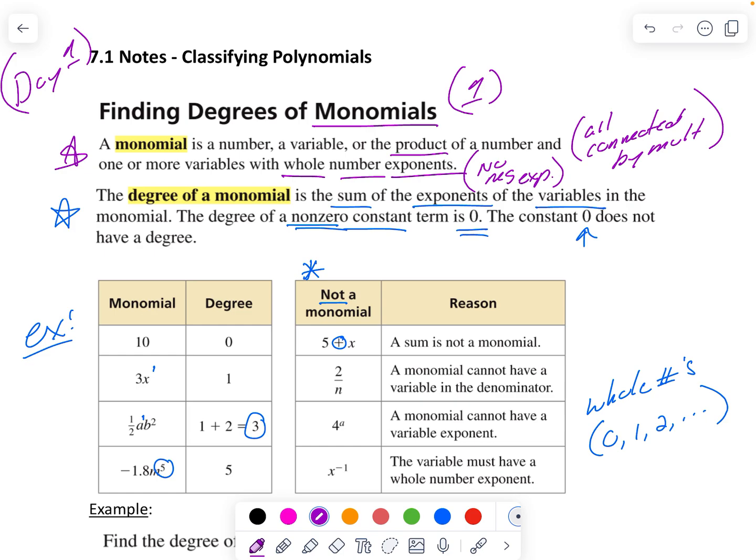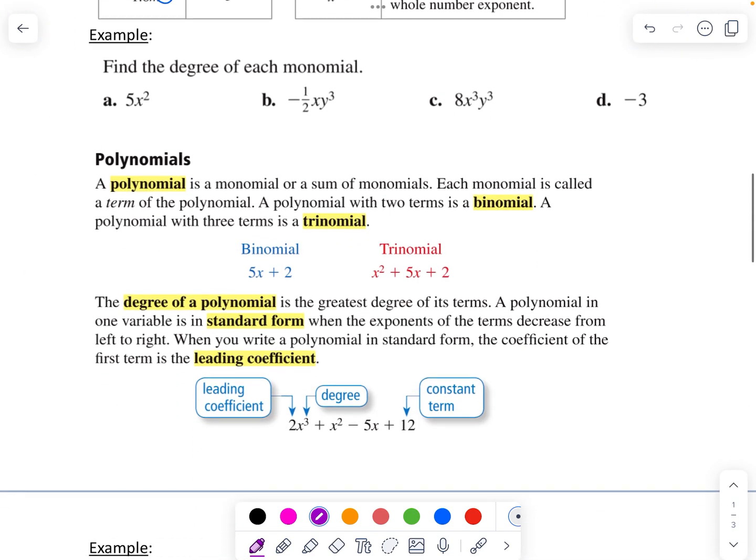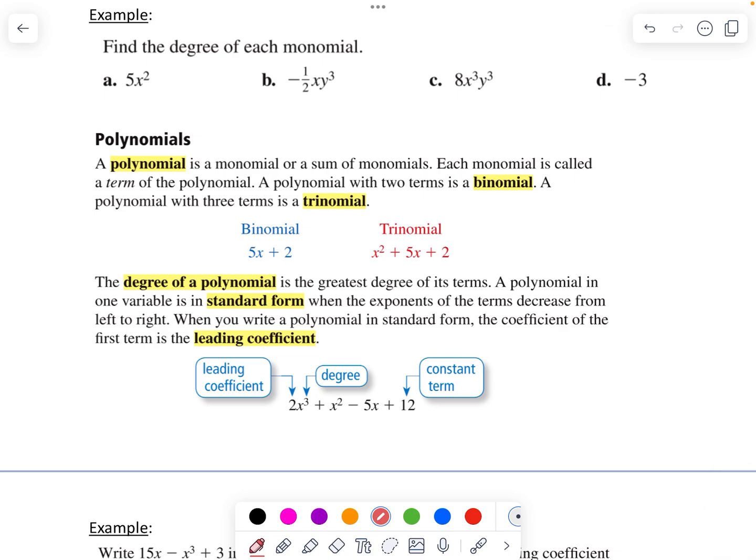All right, so moving on, we are going to do some examples. If you want to stop and pause it and then come back, try them on their own, that would be a good idea. For A, the degree of this one is 2. For B, invisible 1 on the x, so 1 plus 3 is 4 for a degree. This one is 3 plus 3, or 6. And this one is a degree 0. Again, non-zero constant, degree 0. So all of those are monomials. A monomial, all connected by multiplication.